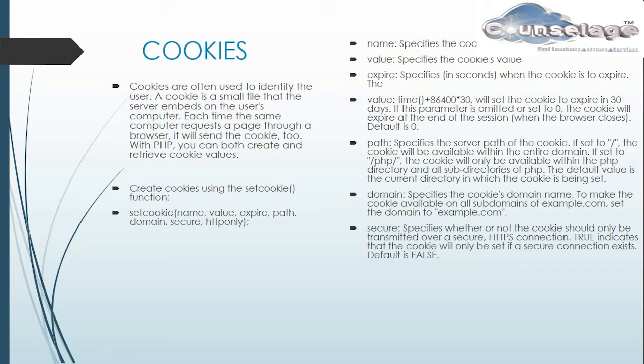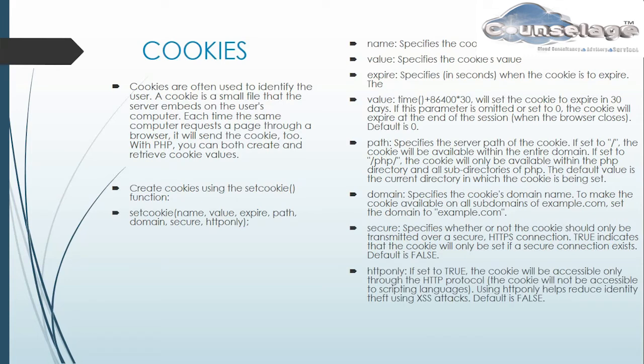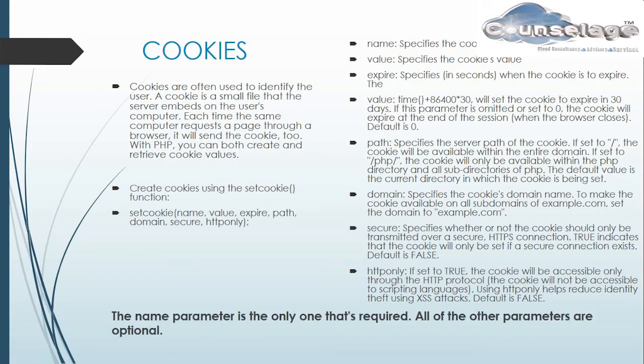True indicates that the cookie will only be set if a secure connection exists, and the default value for this is false. HTTP only: if set to true, the cookie will be accessible only through the HTTP protocol. That is, the cookie will not be accessible to scripting languages. Using HTTP only helps reduce identity theft through XSS attacks, and the default value for this is also false. The name parameter is the only one that is required. All of the other parameters are optional.